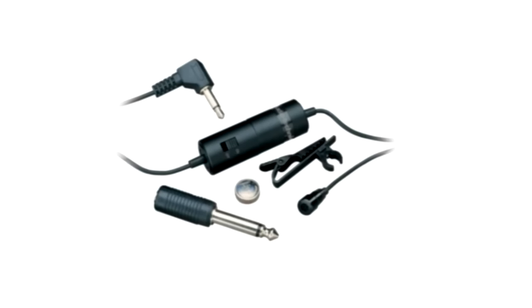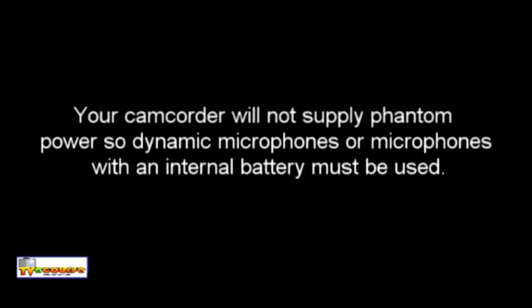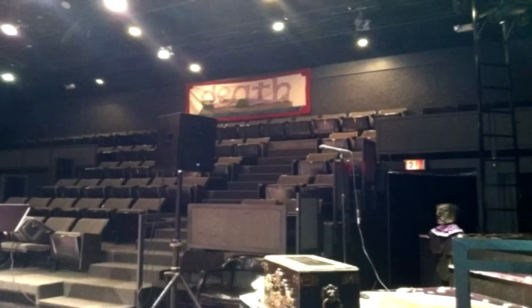About microphone setup. Depending on the situation, you will use a handheld or lavalier microphone. Your camcorder will not supply phantom power, so dynamic microphones or microphones that have internal batteries must be used. Often, when shooting church videos, I place a dynamic microphone on a stand near a PA speaker. This allows us to get clear audio along with room tone, while not overdriving the audio input of the camera. Here are some examples of good and bad audio.